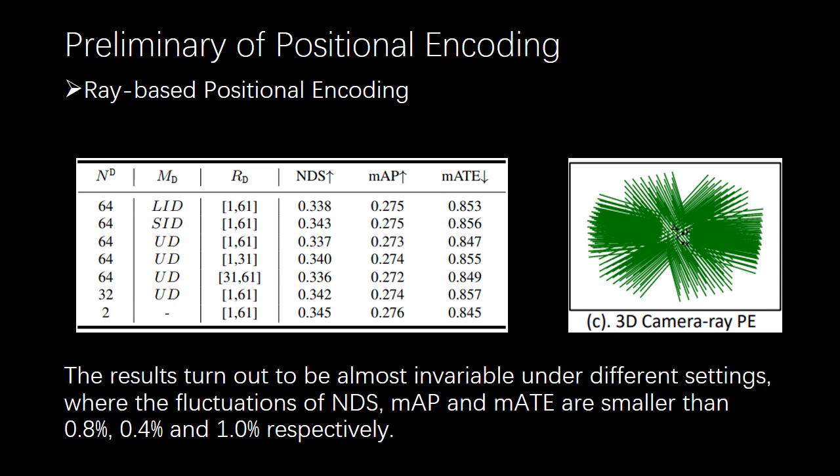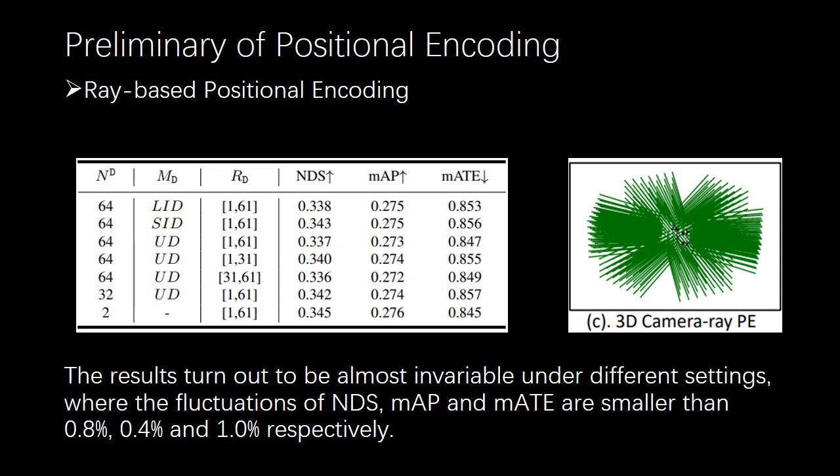In order to clarify what location information is encoded in 3D PE, we further explore the effectiveness of different depth bin numbers, discretization methods and depth range, as shown in the table. Surprisingly, the results turn out to be almost invariable under different settings, where the fluctuations of NDS, mAP and mATE are smaller than 0.8%, 0.4% and 1.0% respectively. It gives an intuitive hint that the performance remains virtually unchanged through the separated 3D points sliding on the camera ray.